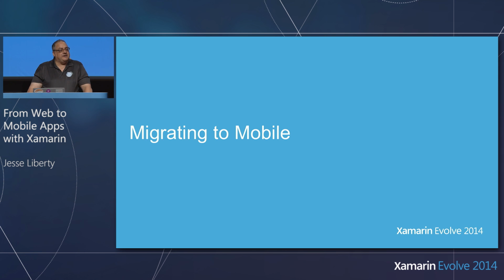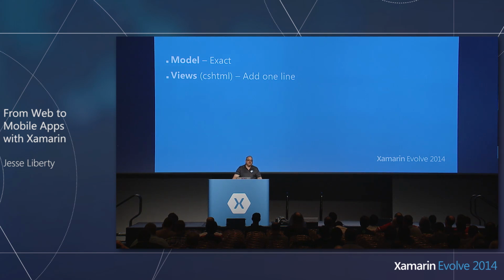How do we migrate that to be a mobile application? We want to maximize reuse. And we are going to achieve total reuse of the model, exactly as it is. We are going to achieve total reuse of the view, the CSHTML files, by adding one line to each file. And while we can't reuse the controllers, we can reuse the logic that's captured in the controllers.